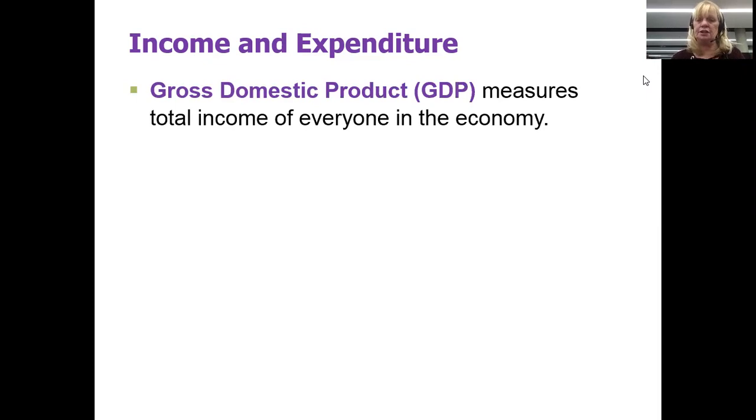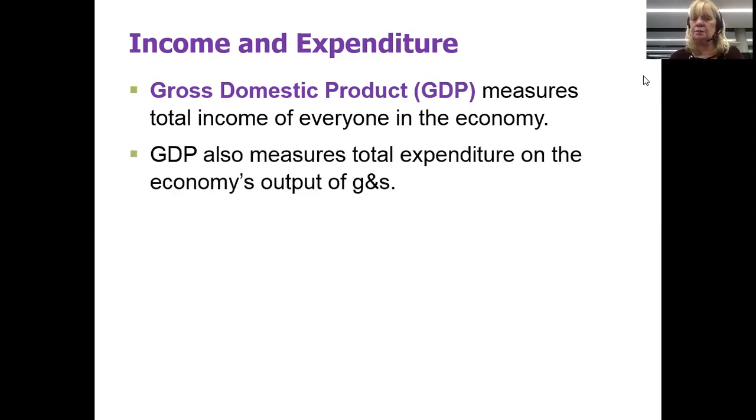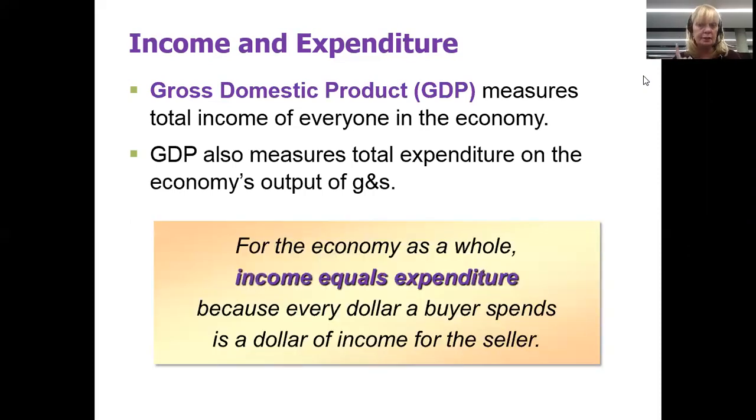So some definitions. Gross domestic product measures total income of everyone in the economy. Gross domestic product also measures total expenditure on the economy's output of goods and services. And that's because for the economy as a whole, income equals expenditures. Every dollar a buyer spends is a dollar of income for the seller. Let's look at that graphically for a minute because I know you're all fans of graphs by now.